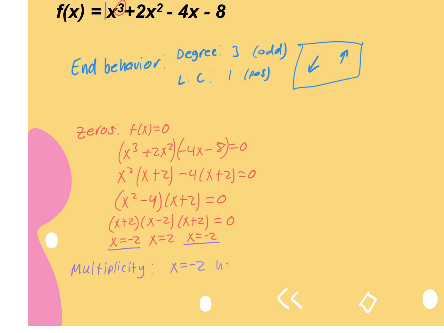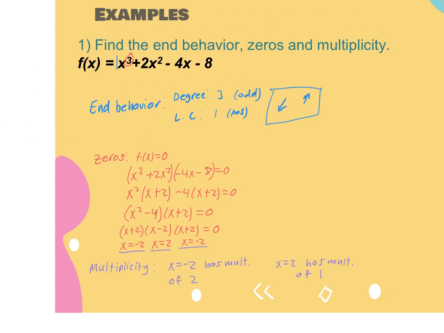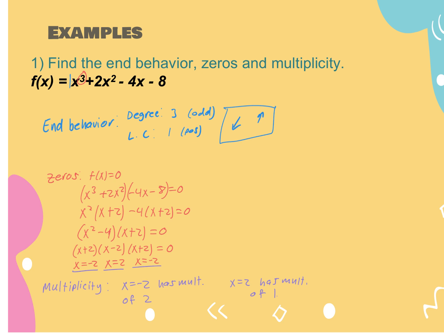So x equals negative 2, we're going to say that it has a multiplicity, I'm going to abbreviate it, multiplicity of 2, meaning it shows up twice. And now this x equals 2, for example, it only shows up once, so I'm going to say it has a multiplicity of 1. All right, and that's all the information that we were being asked for, and we can choose to graph it. But for now, let's just get used to finding this information. We see that it's not incredibly difficult, nothing super new out of the ordinary.